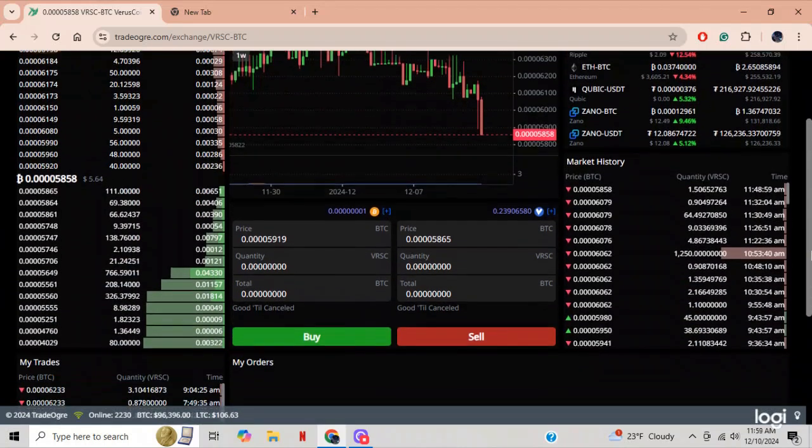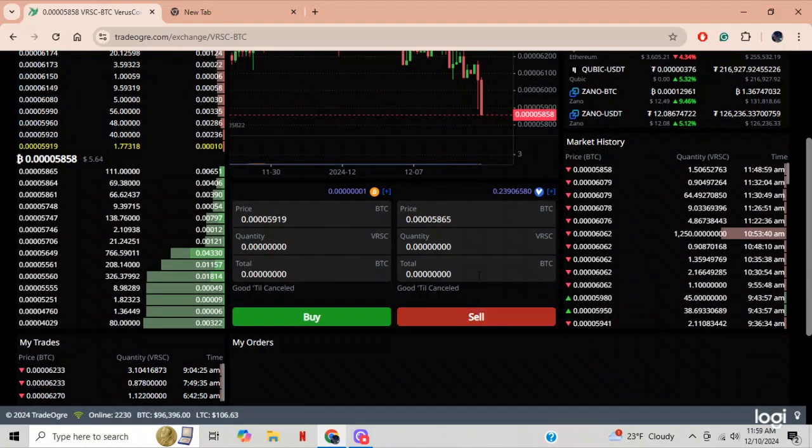Then what you want to do is sell your Verus Coin for Bitcoin. So what you would do is click right here. This is all of the Verus Coin I have. And then I would say sell. But right here it says the quantity must be at least 0.0005 Bitcoin, which is basically $5 in Bitcoin. All right. So I gotta wait.